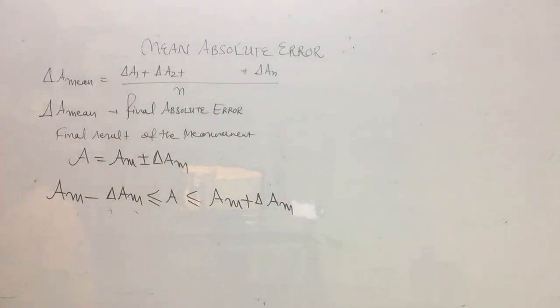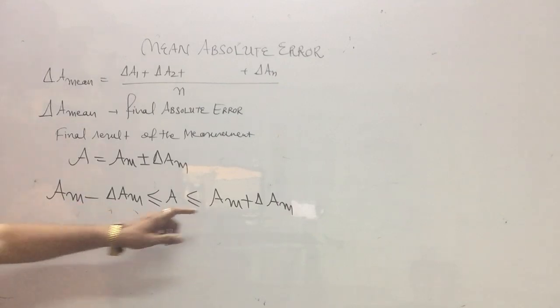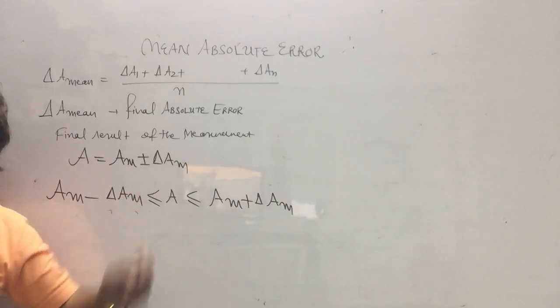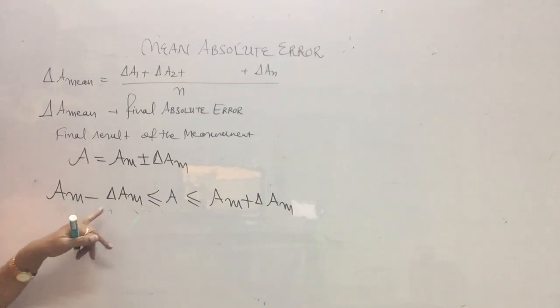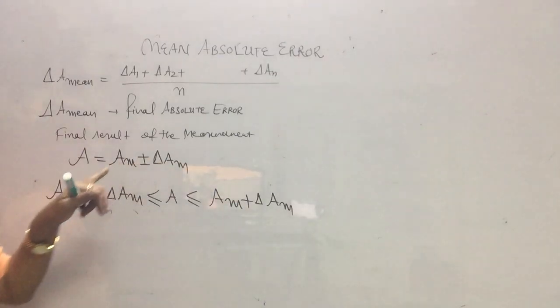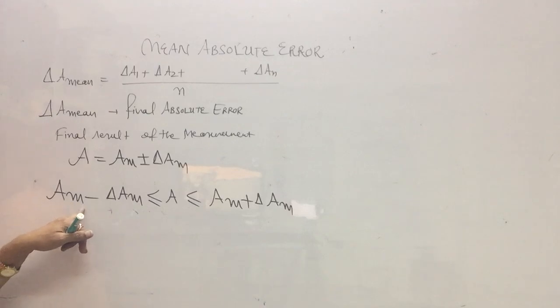So this shows that any single measurement of the quantity A will be either AM minus delta AM or AM plus delta AM. Suppose if the error is coming negative, then it will be added, and if the error is coming positive, then it will be subtracted.